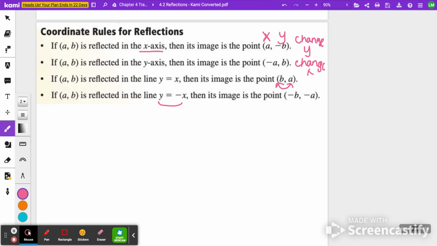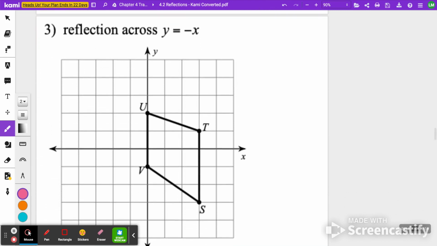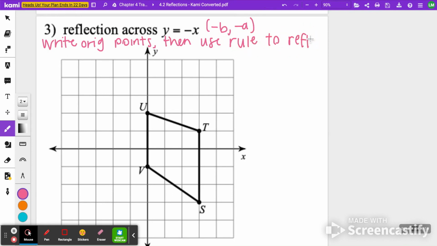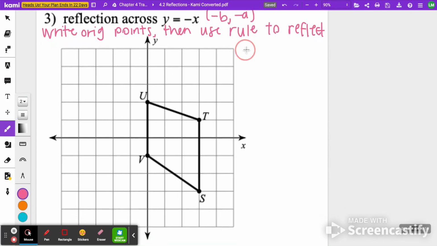Here in example 3, we're going to reflect across y is equal to -x. And remember that rule is (-b, -a). So what I would do first is write the original points and then use the rule to reflect. Let's look at where each of my points are, and we're going to write them right here to the side. Go ahead and take time to pause the video and try that, and when you're done, click play to check to see if you got it.